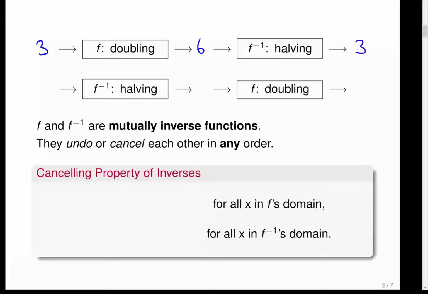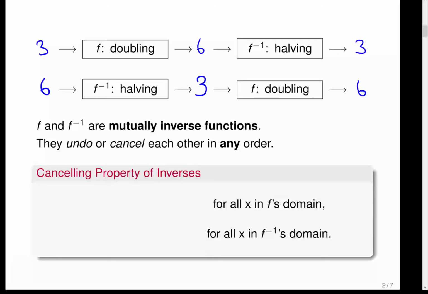So if you halve first, and then double, you'll still end up with the same number. So the doubling and the halving functions are actually inverse functions of each other, and we say that they are mutually inverse functions. They will undo each other in any order.